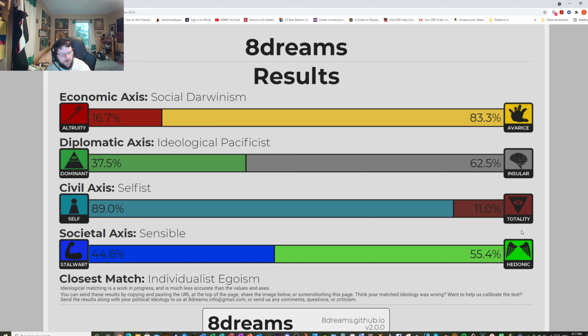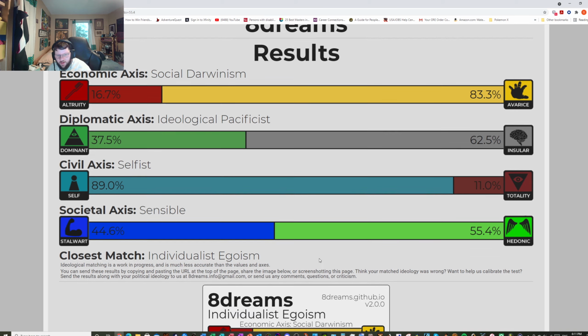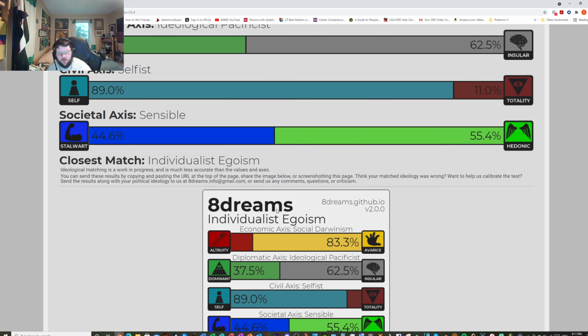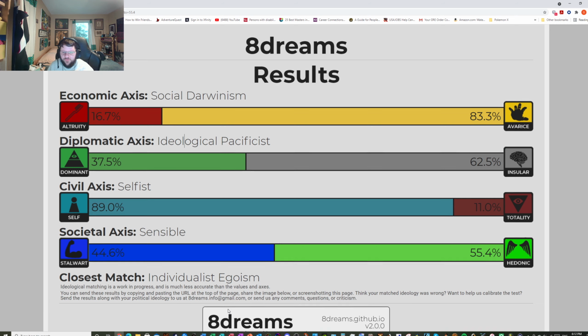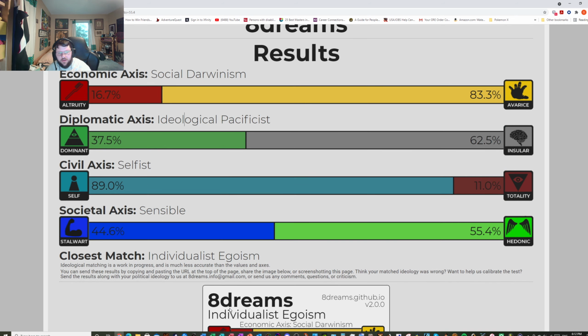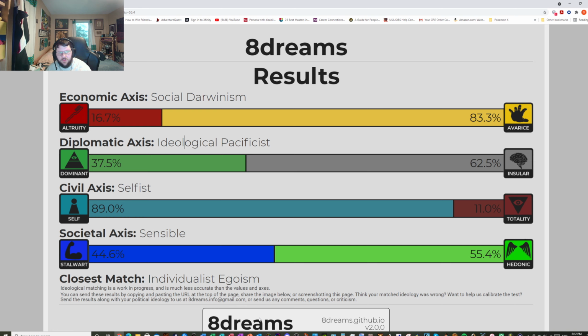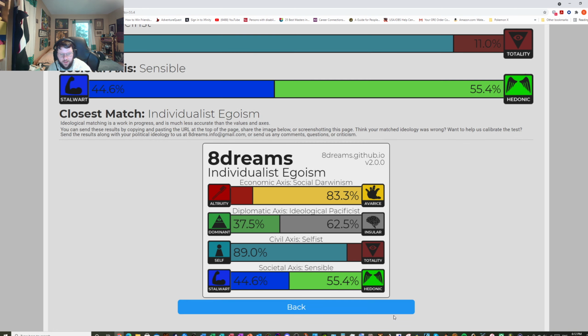Civil axis: selfist, 89% self, 11% totality. Societal axis: sensible, 44.6% stalwart, 55.4% hedonic. Individualist egoism. Hey, individualist egoism. Got it.